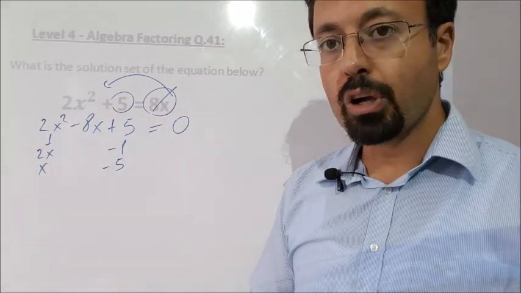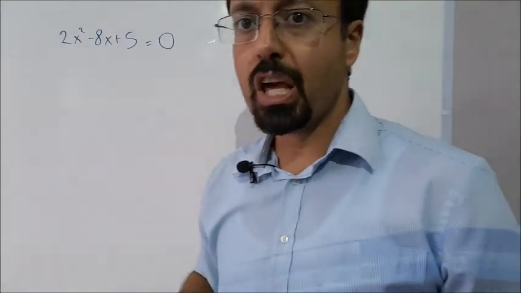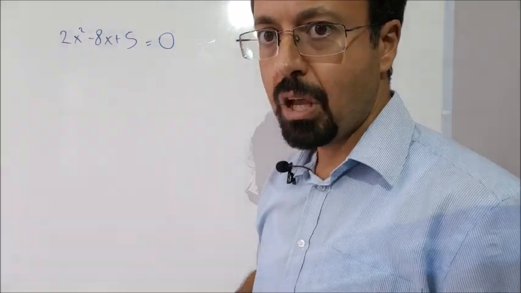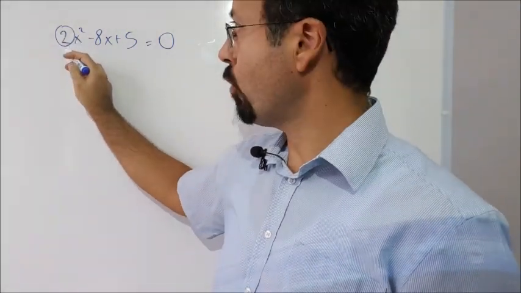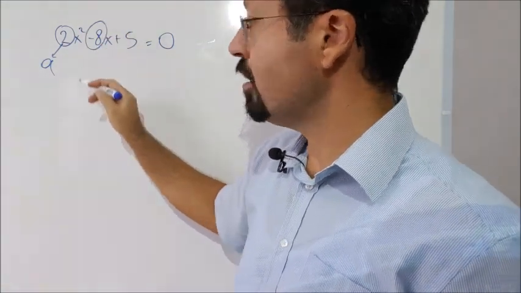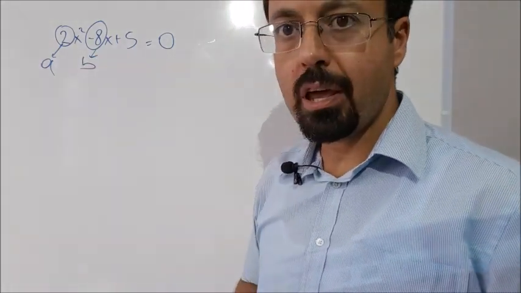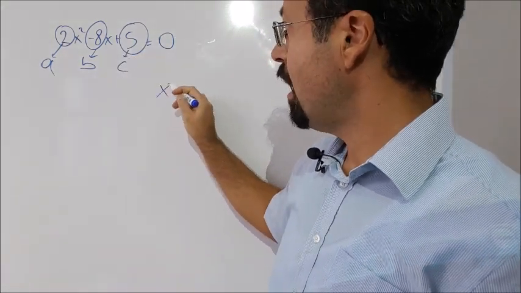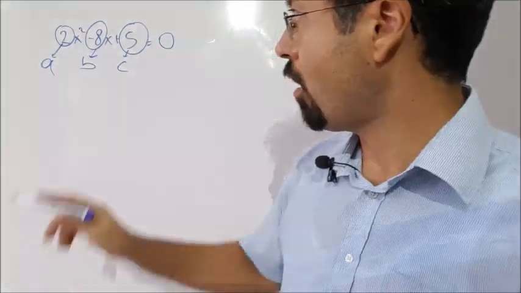If factoring is not working, we have to use the quadratic equation. In the quadratic equation, guys, we need to define our a, b, and c. Our a is the coefficient of the x squared. This is our a. Our b is the coefficient of the x, so minus 8 is our b here, and our c is the coefficient of x to the power of 0, so it's just our number. This is our c.